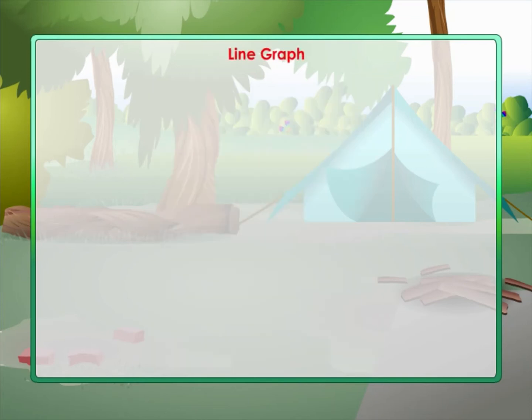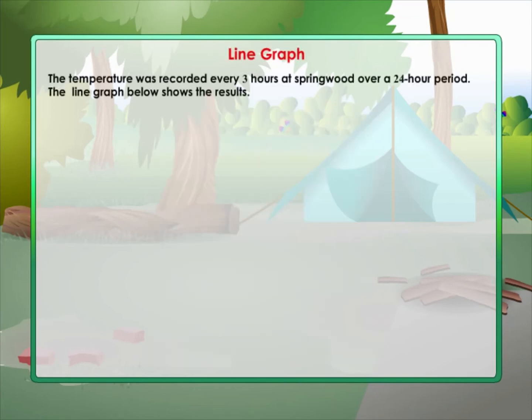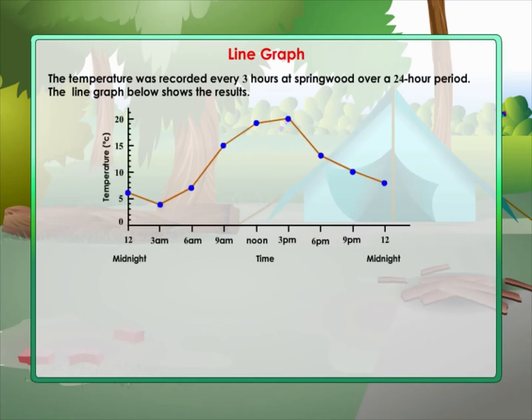Line graph. The temperature was recorded every 3 hours at Springwood over a 24-hour period. The line graph below shows the results. The horizontal axis, that is the x-axis, represents the time, and the vertical axis, that is the y-axis, represents the temperature. What was the temperature at 9 a.m.?